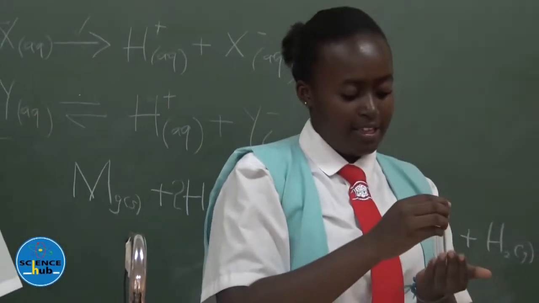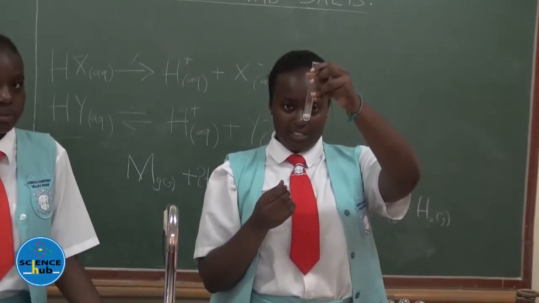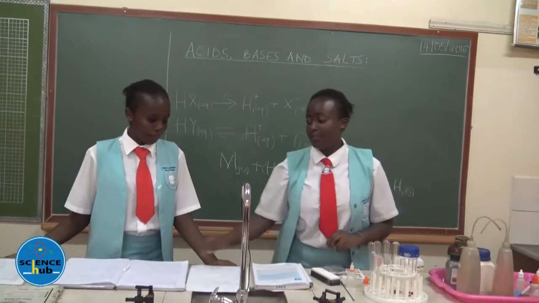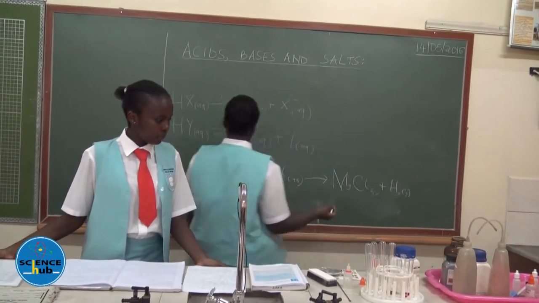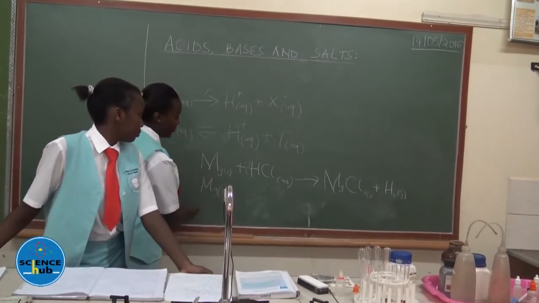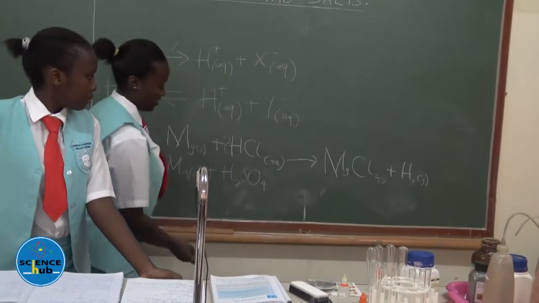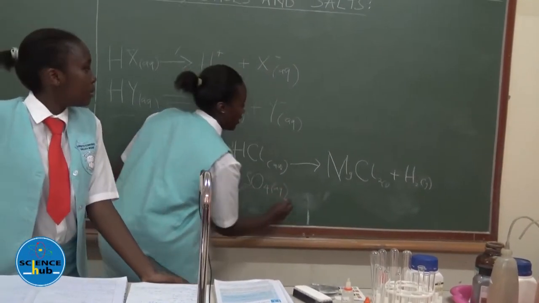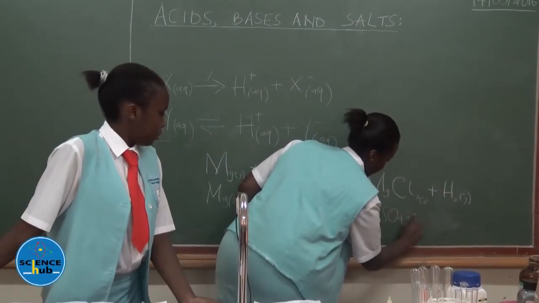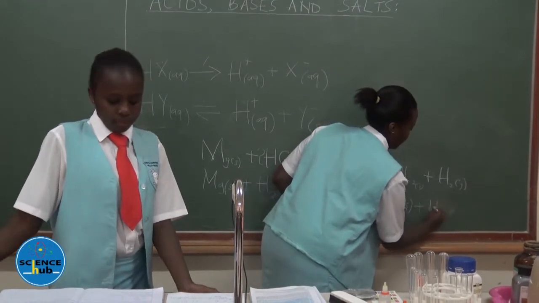So, heat is also produced. As you touch, you feel that the test tube on the lower part is hot because of the reaction taking place. So, basically what happens is the magnesium metal, which is in solid form, reacts with sulfuric acid, which is in aqueous form, to produce magnesium sulfate, which is in solid state, and hydrogen gas.